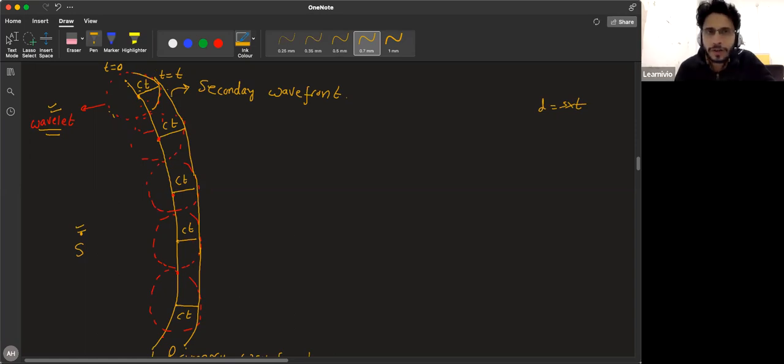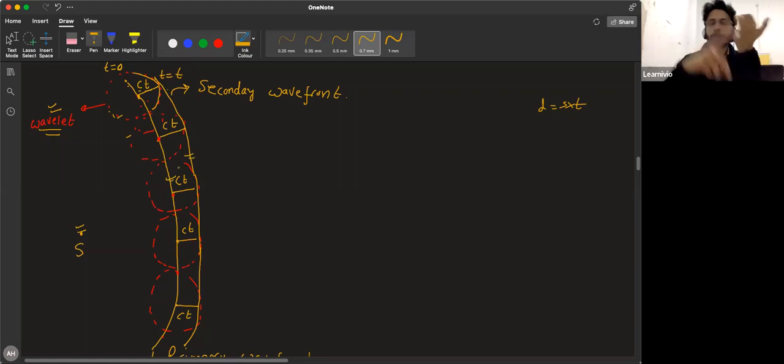Then if you draw a tangent over all these wavelets, this is the first wavelet, this is the second wavelet, and an infinite number of wavelets. If you draw a tangent surface touching all these wavelets, then you get a secondary wavefront. Or you can say this is the position of your light wave after time t. So your light wave has traveled a distance ct. So earlier your wave was here. After time t, your wave is here.